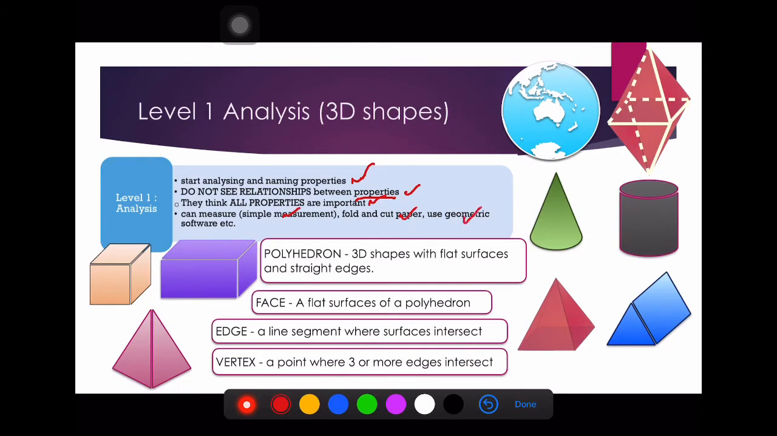First is the term polyhedron. A polyhedron is a 3D shape with flat surfaces and straight edges. Now a face is another term that you need to discuss with your students. A face is a flat surface of a polyhedron. An edge is a line segment where surfaces actually intersect or meet. And a vertex is a point where three or more edges intersect or meet.